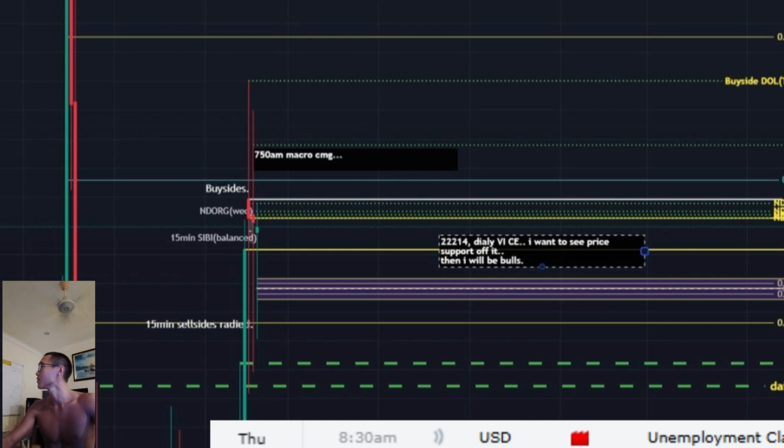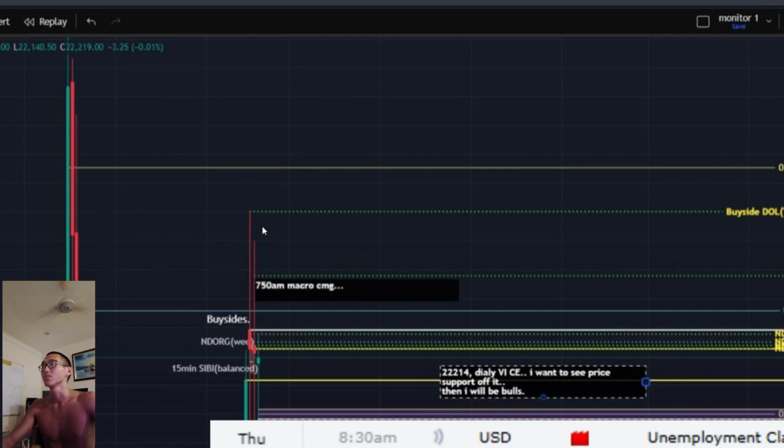Let me check. Monday was bank holiday, so we will not have a daily candle. So Tuesday and Thursday, we form a swing high right here, and you should see rejection. So I was looking for price to reach higher, if you see my previous trade reviews. But yeah, I was wrong.